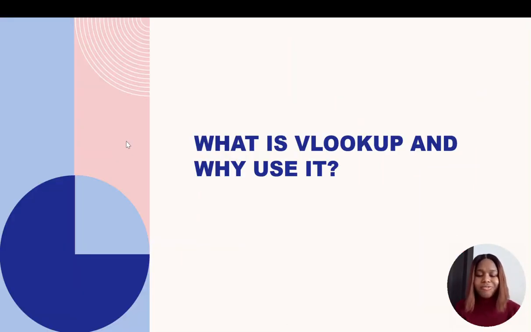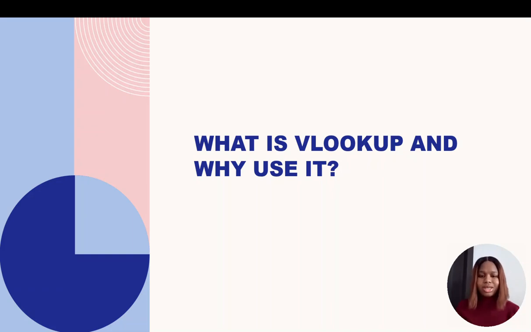VLOOKUP is used to find data in a table. Now VLOOKUP searches for data in one column of a table array, and then VLOOKUP returns a value in another column of the table array on the same row.